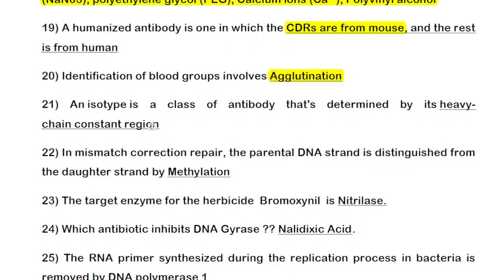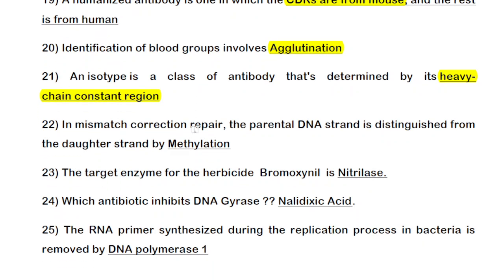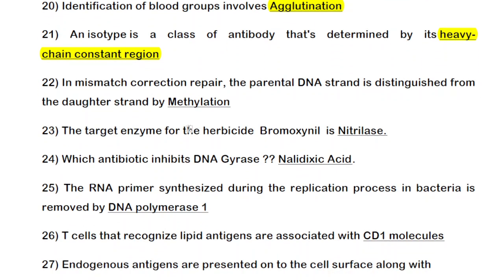21st question, an isotype is a class of antibody that is determined by its, so isotype means you need to remember the word heavy chain constant region. So you need to tell me about the idiotype. The examples of isotype include IgA, IgG, IgM, IgD and IgE antibodies. They differ by their heavy chain constant region.